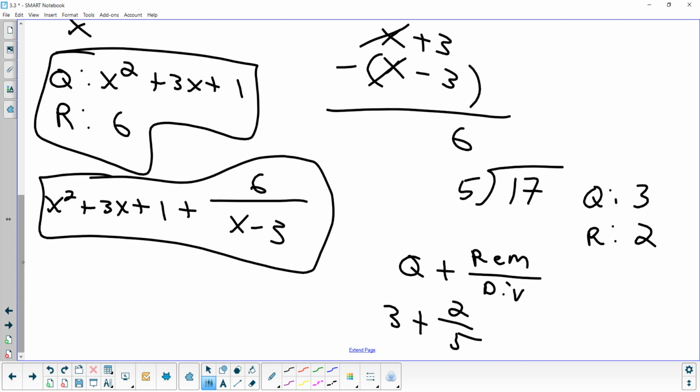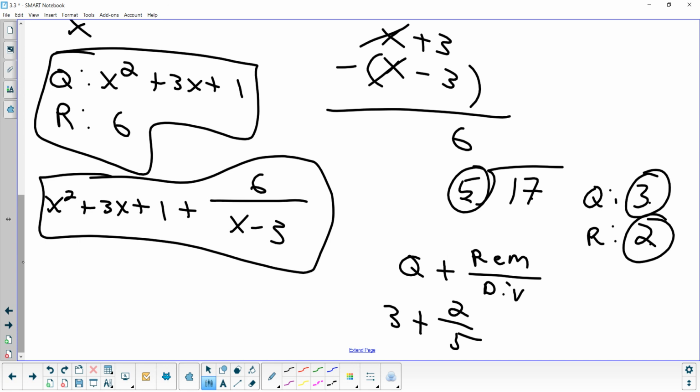Now remember, the way you can check your answer, and we're not quite at this step yet, is by taking the quotient times the divisor and then adding the remainder. That's how you learn to check your answer when you do long division. 3 times 5 is 15, plus 2 gives you 17. Perfect. That's how you know you did it right. So keep that idea in mind. Quotient times divisor plus remainder gives you back the number you started. Okay? And we'll write that down, but that's going to come up in a little bit.